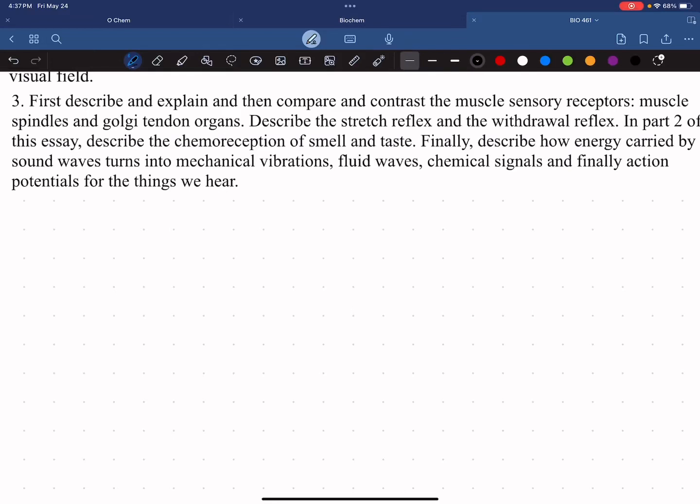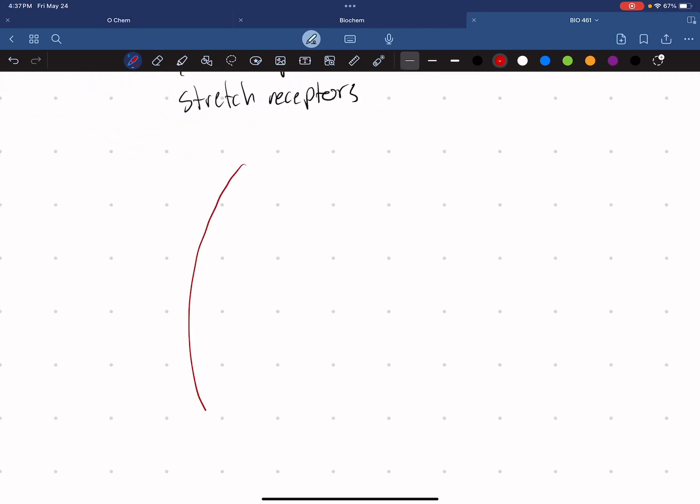Okay, so we're going to start this question by talking about the muscle sensory receptors. First we'll start with muscle spindles, and these are stretch receptors. These muscle spindles respond to stretch. I'll go ahead and draw what one looks like here.